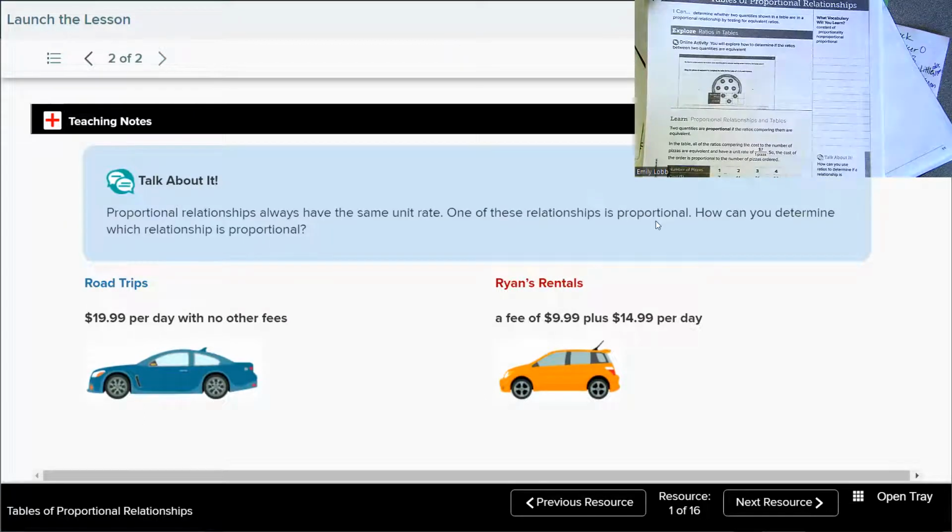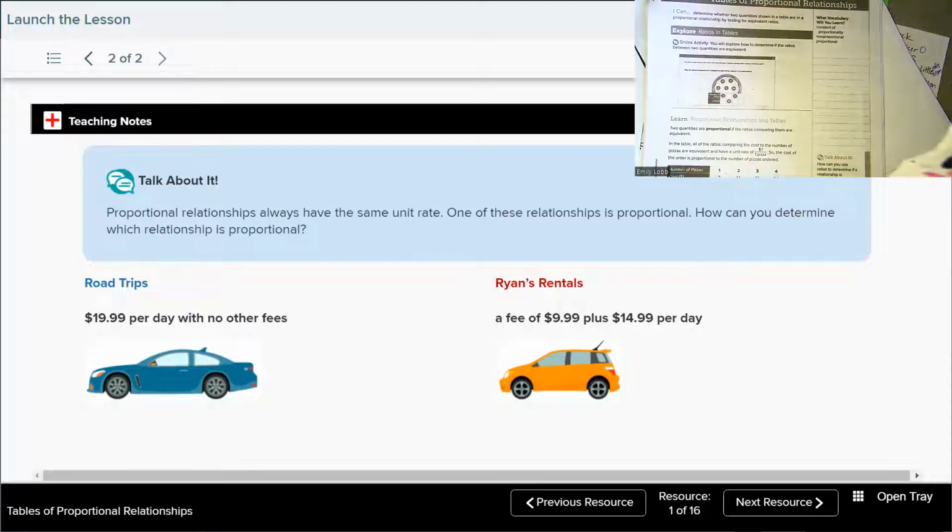So proportional relationships always have the same unit rate. One of these relationships is proportional. How can we determine if it's proportional? We could do some math.